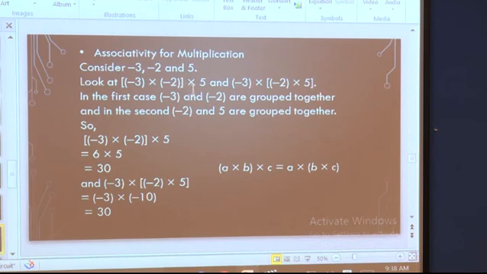Now we will see one example. In the first case, -3 and -2 are grouped together. In the second case, we had grouped -2 and 5. What will be the answer of this bracket? It will be different, yes, but when we do the multiplication, we get the same answer. We will see here. Here I had done -3 into -2. I had taken one group here, multiplied by 5. This is our case number one.